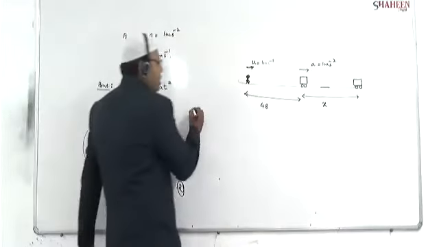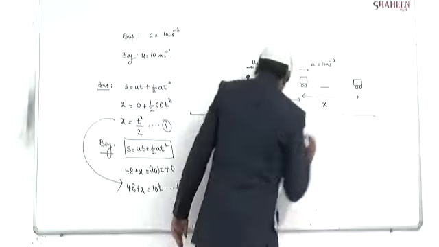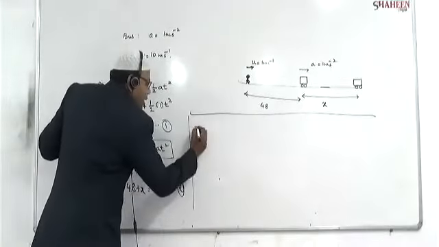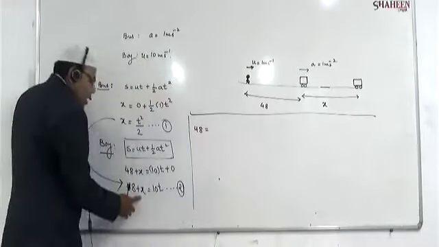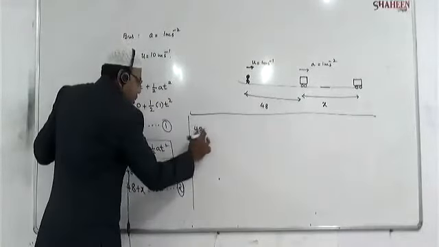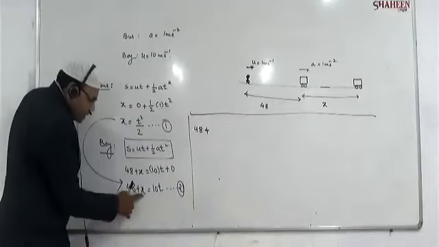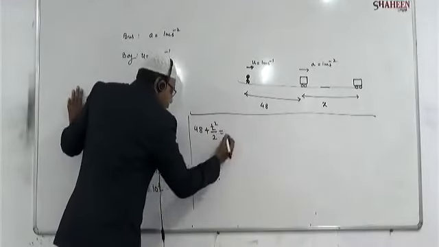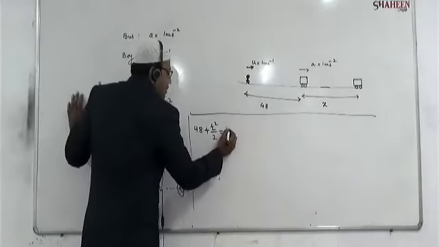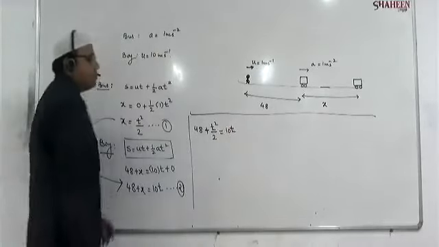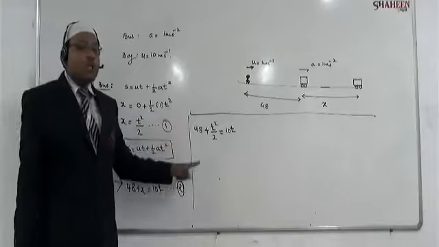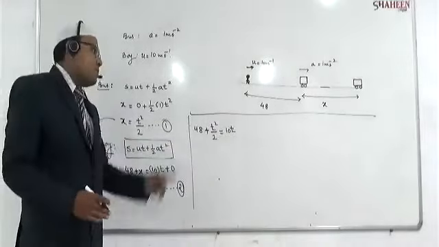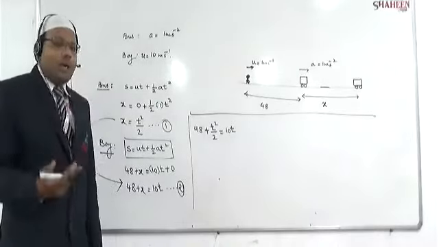So beta, look here, I'm just substituting. 48 plus x, that is t square by 2, is equal to 10t. Now either you can solve this, or you can substitute the options, which we have, and get the answer, or you can also solve it.